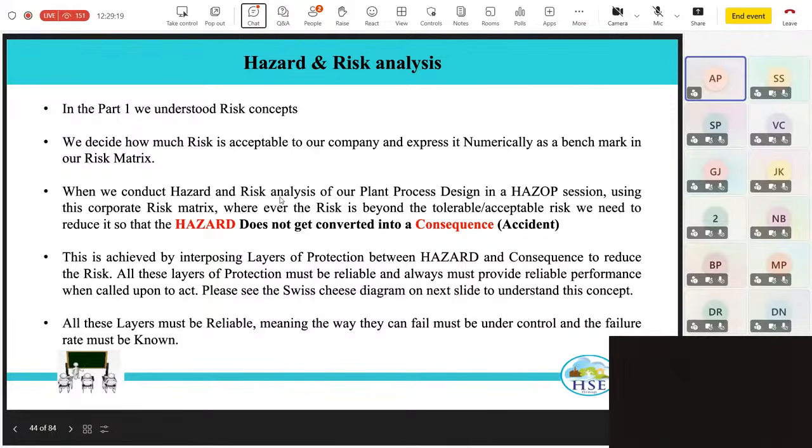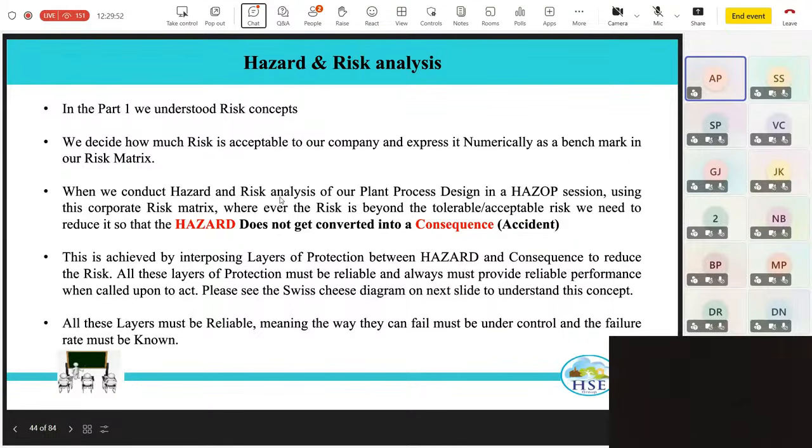So when we conduct hazard and risk analysis, HRA as it is typically called, of your plant process design, using the corporate risk matrix, wherever the risk is beyond the tolerable exposure risk, we need to reduce it so that the hazard does not get converted into a consequence. What is a consequence? A consequence is an accident which you do not want to have.